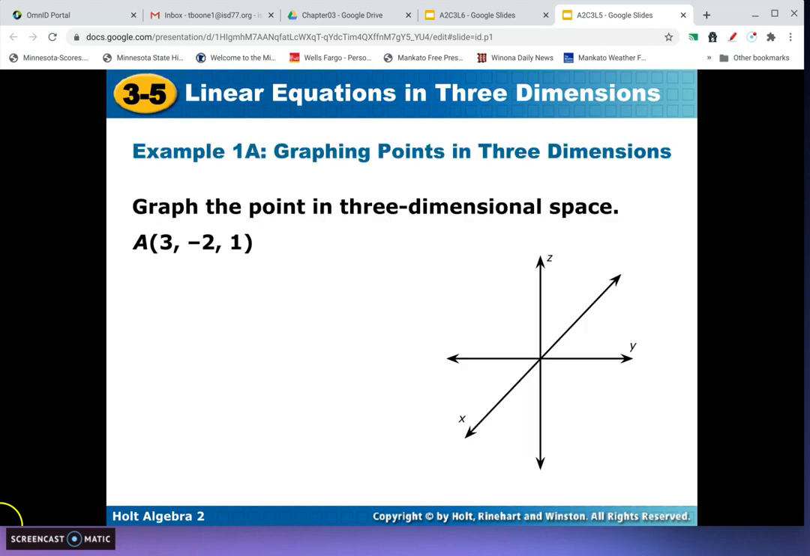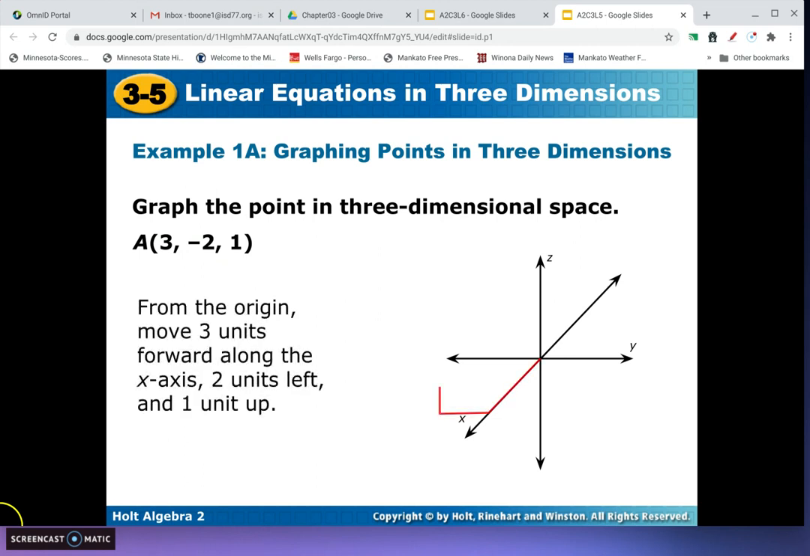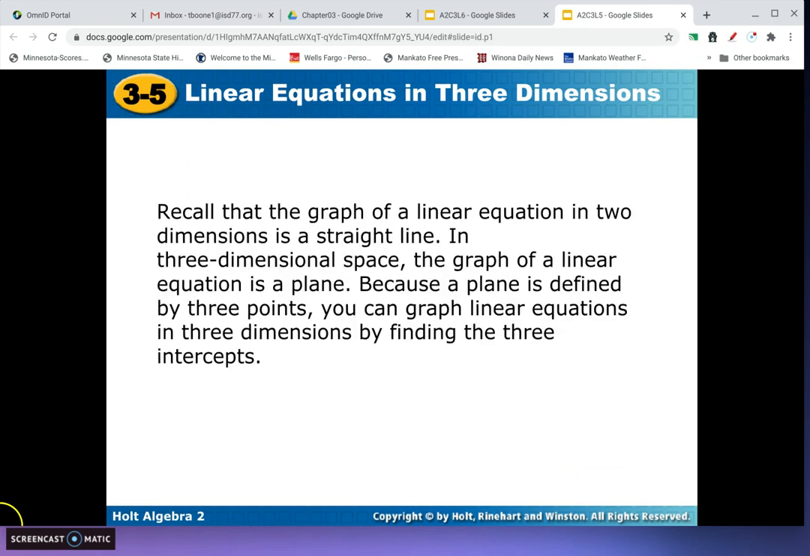Now, if you were to graph this, we're not going to do a lot of graphing because it's kind of hard. In a not too distant future, I'm sure we're going to have 3D visual things that we can use to graph it. But in this case, we'd have to go 3 on the X, so we'd come out 3. We'd have to go to the left 2, and then we'd have to go up 1. And so you can kind of see where the point is. Very tough to visualize 3 dimensions on 2-dimensional space, but there'll be a few things that we'll look at with that.